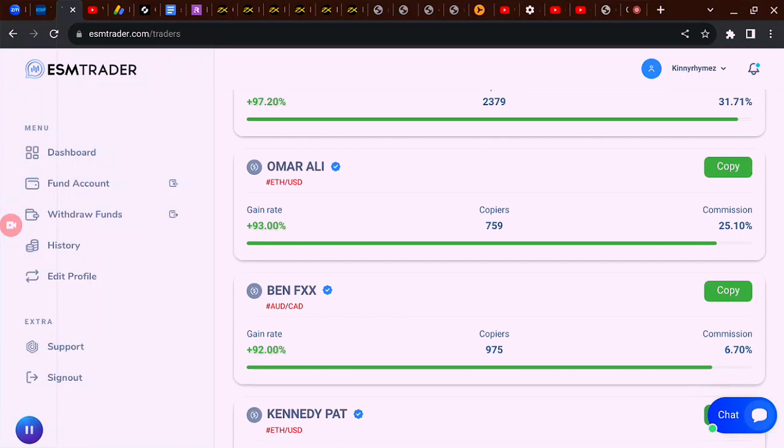Every person also has the currency they are trading with. You see this person is trading Australian dollars against Canadian dollars. So every person has the currency they are trading with. This is for people who find it difficult to trade for themselves, but are capable of investing. So you can do this and make money from it.